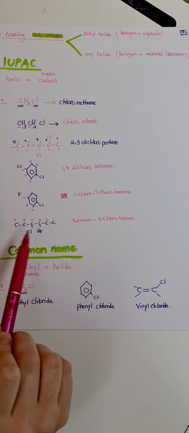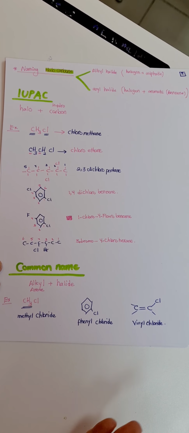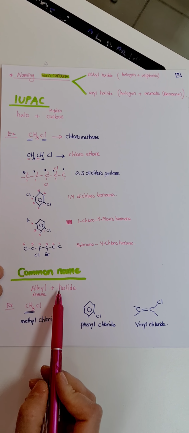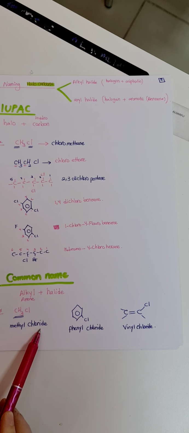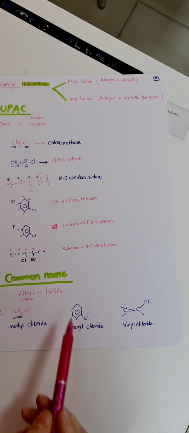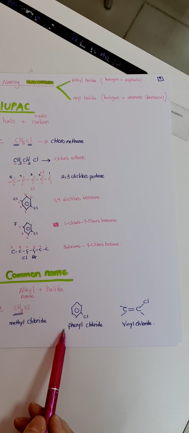The common name is to give the name of the alkyl or the arene or the aromatic, which is benzene. And in this case, we will call it biphenyl. And we add the name of the halide. So here, for example, it will be methyl chloride. We can have ethyl chloride. If it's benzene, it will be phenyl. And if it's a double bond like ethene, it will be vinyl. So this is the name of it.